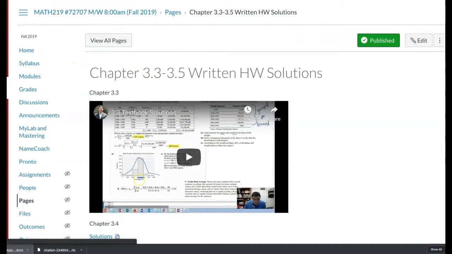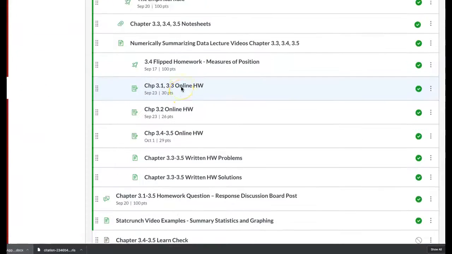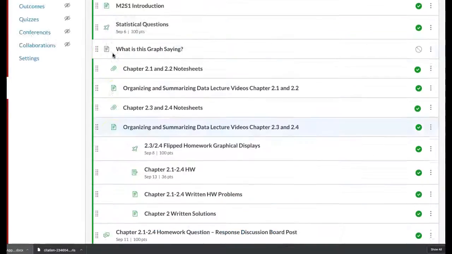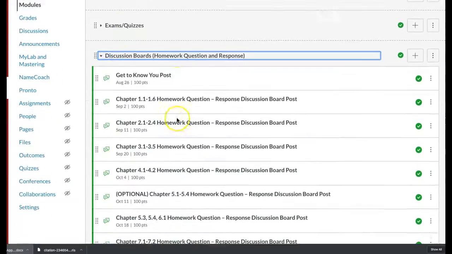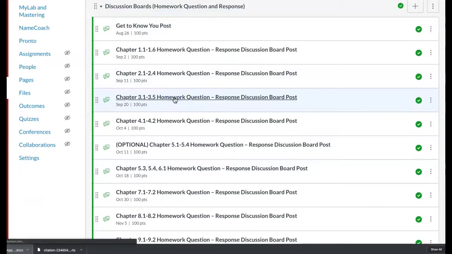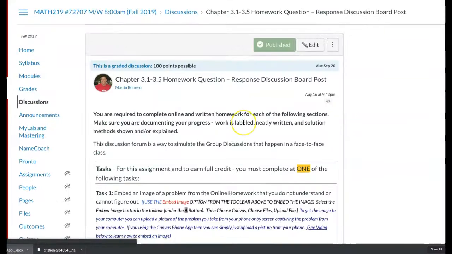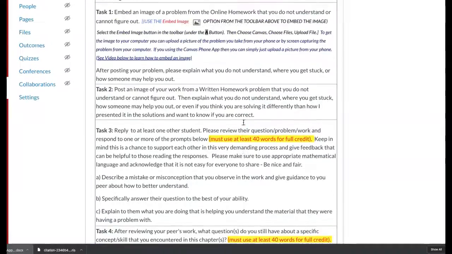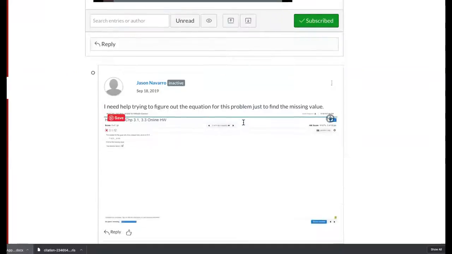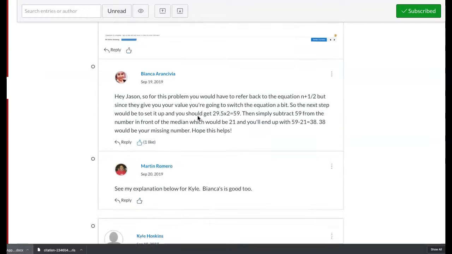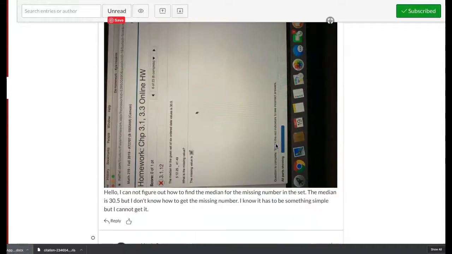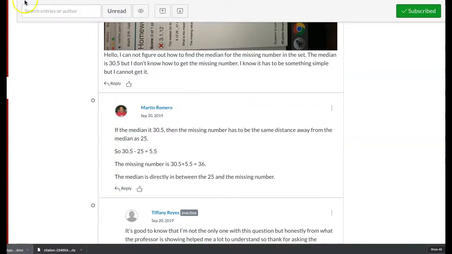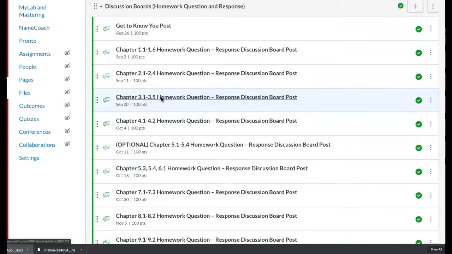Another support I have is discussion boards for each chapter. You'll see, for example, chapter 3, question response discussion board. They have a choice of 4 tasks. You can see those there. Students post questions or respond to others, or I respond also. That's another support I have in the class. Other supports, again, I already mentioned the videos, the flipped homework, the discussion board.